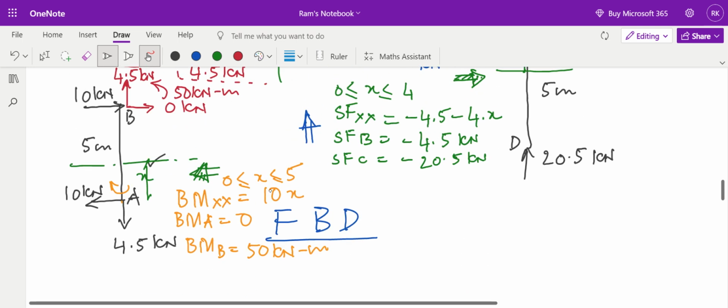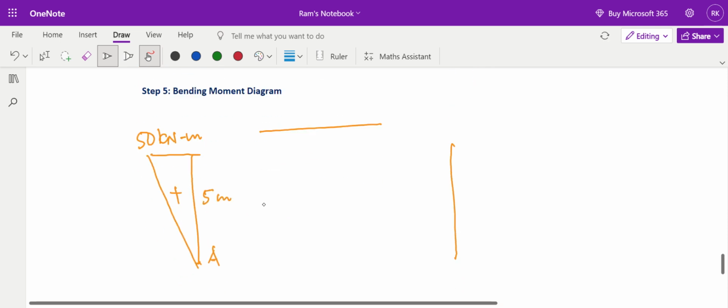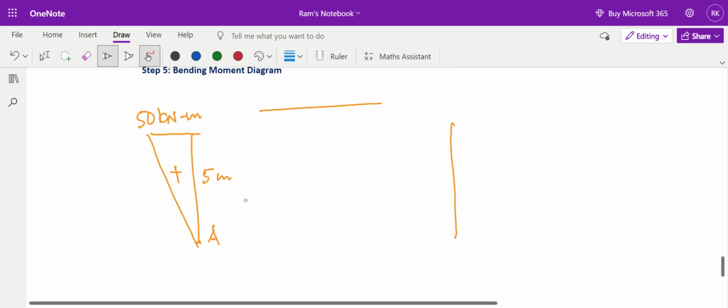The equation contains a single degree of X. The maximum degree of the equation is single degree, and that is why these 2 points are to be connected using a straight line. So this is 0 and 50 positive, that is the bending moment diagram. So 0 and 50, 50 kilonewton meter.